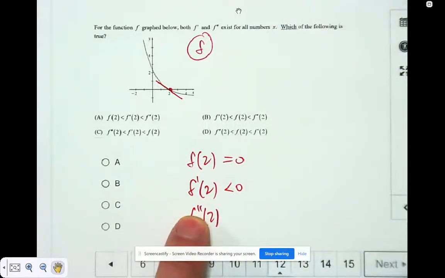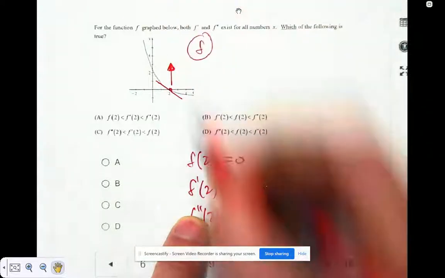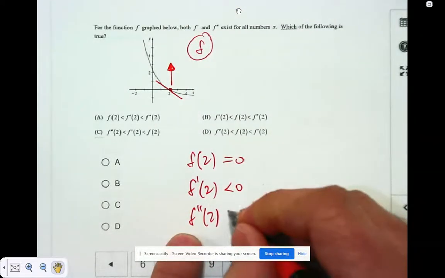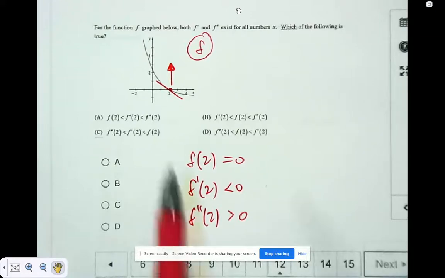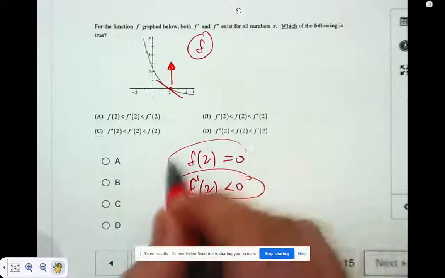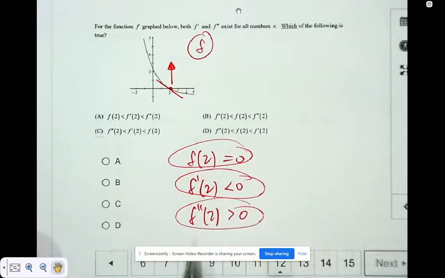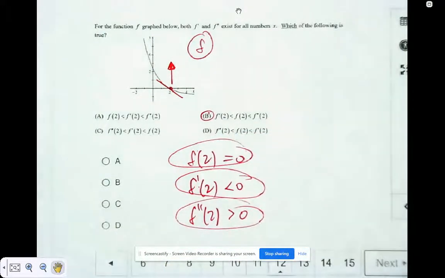Well, second derivative tells you guys concavity. This thing is concave up. And if it's concave up, that's the definition of positive. F double prime would be positive. And so if you're trying to put these guys in order, this is the smallest, it's negative, and then it's 0, and then it's positive. So F prime, nothing, F double prime, B is true.